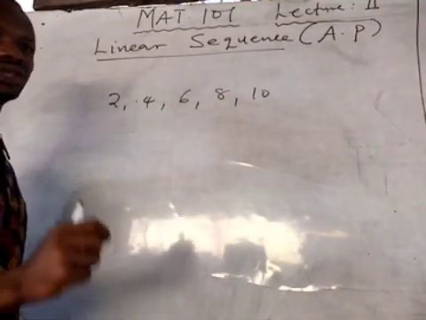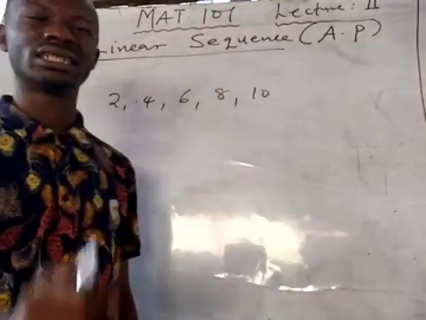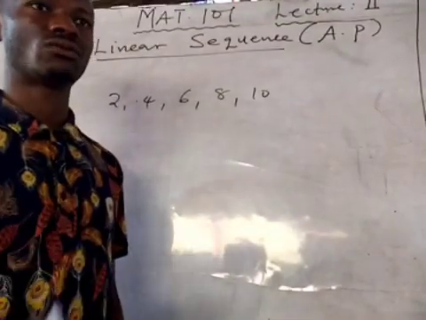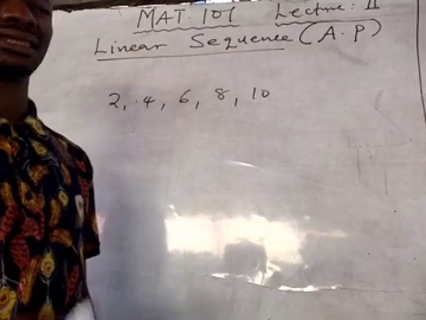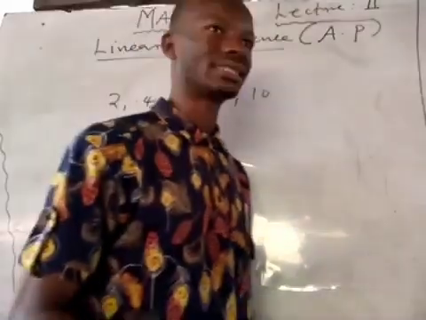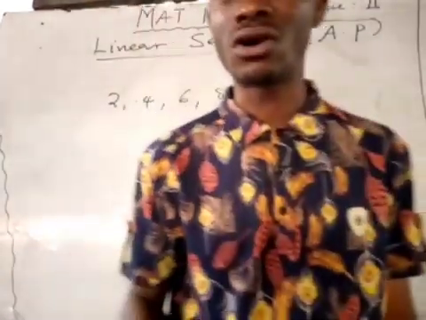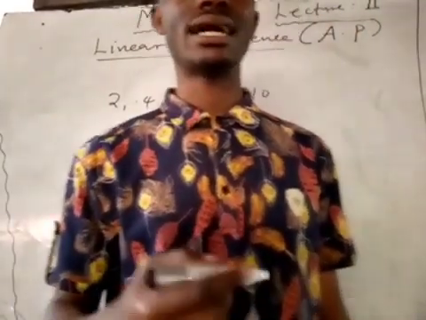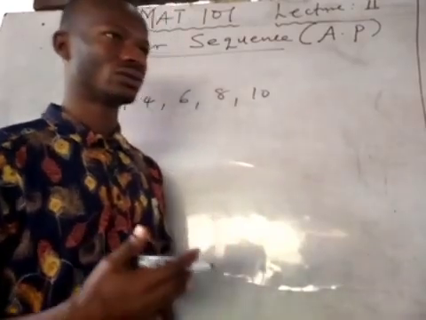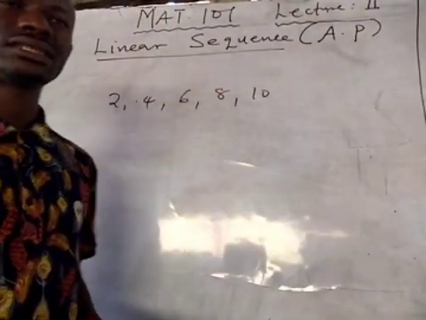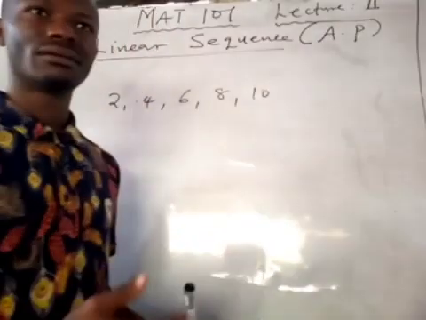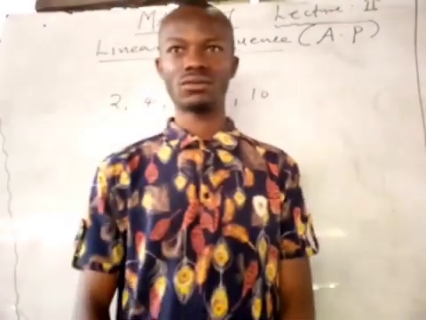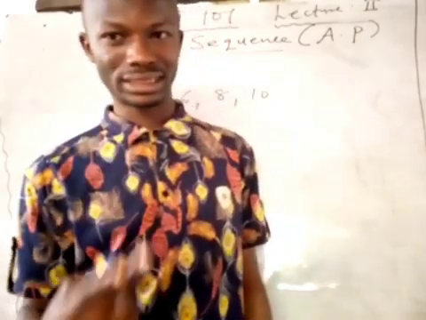So the basic thing we should know is that a sequence is defined as a succession of numbers that are related by a common rule. Now, at the elementary stage, a sequence may be in AP or maybe in GP. There are two types of sequences.